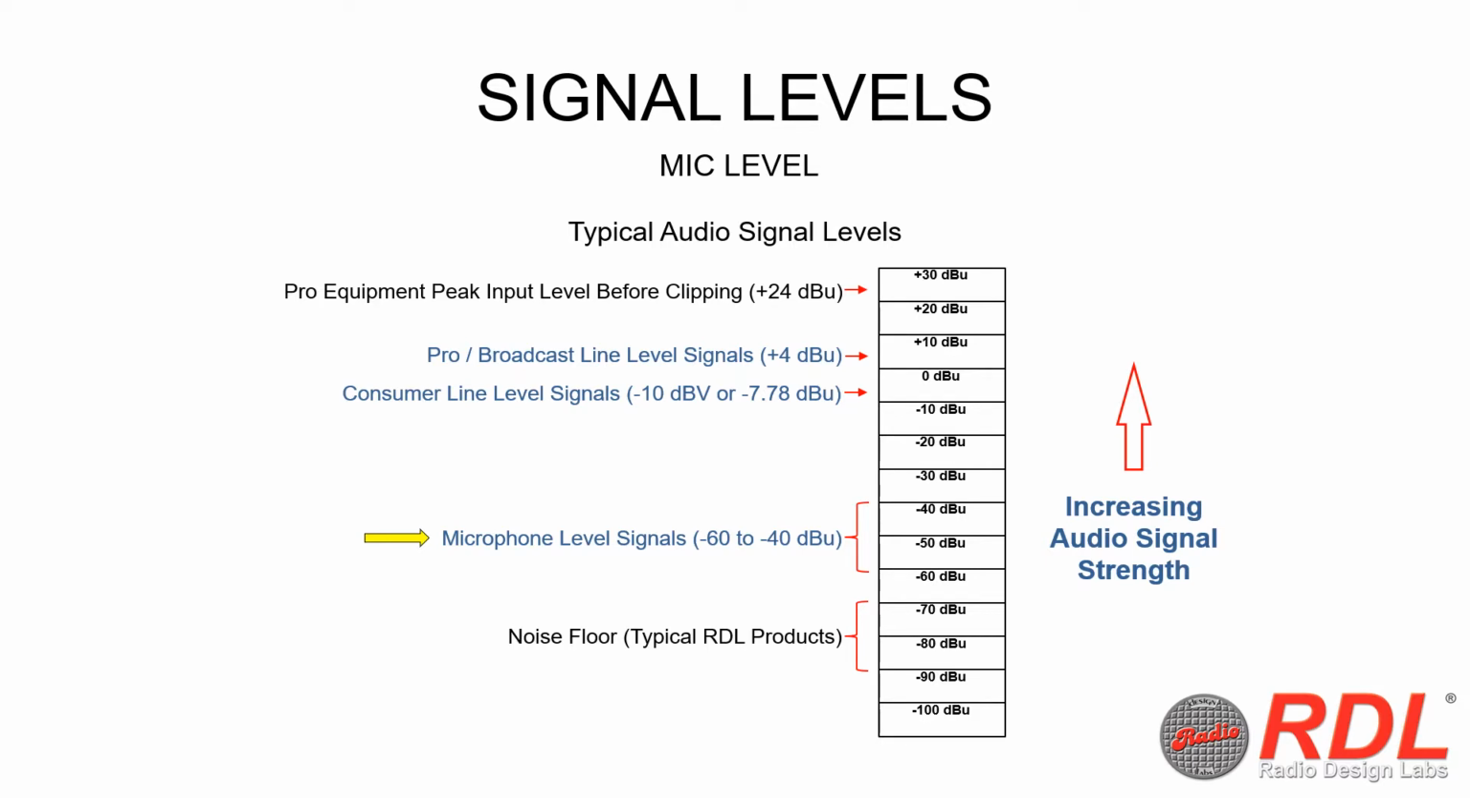Microphone level, often called mic level, is the lowest signal level that we use. As the name suggests, it's a very low voltage signal generated by a microphone, which converts sound waves into an electric current. Mic signals typically range between -60 to -40 dBu and have to be amplified with a preamplifier, which boosts or raises the signal level up to line level, which is the signal level range most audio electronics operate at.